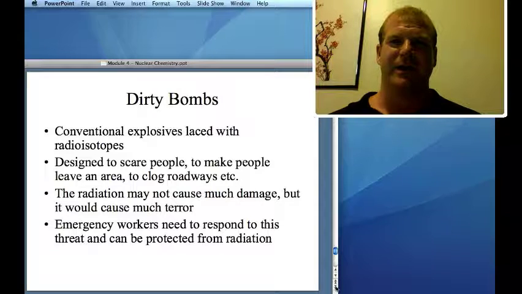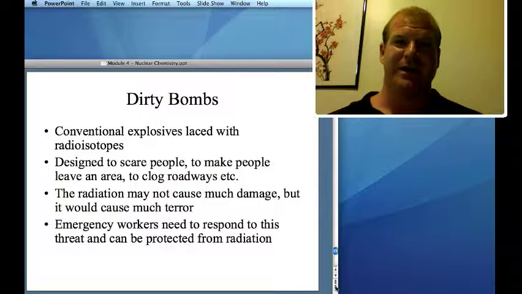So here in Hawaii, can you imagine what would happen if a dirty bomb went off in Waikiki? There would be a lot of terror, a lot of mayhem, and it would do a lot of economic damage. So dirty bombs are not very good strategic weapons, but they're good for terror weapons.